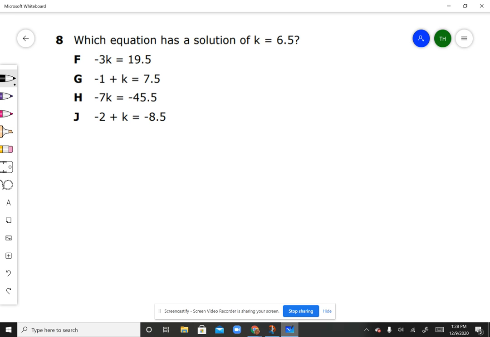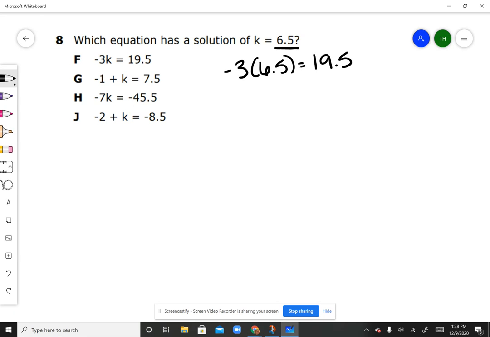Which equation has a solution of k equals 6.5? All this question is asking me to do is plug in 6.5 for k and find the equation that is true. If I'm looking at F, I have negative 3k. I know when I have a letter next to a number, it means to multiply. If I multiply negative 3 by 6.5, so I'd have negative 3 times 6.5 equals 19.5.